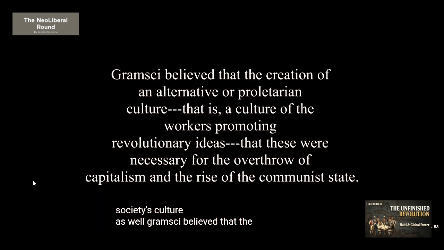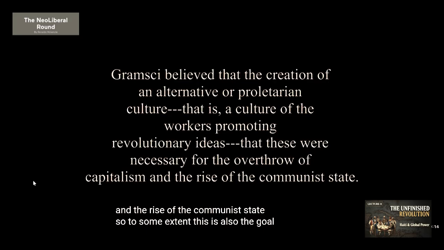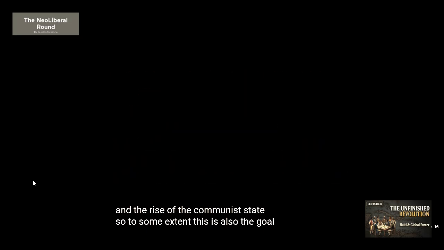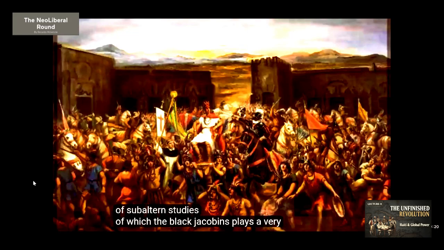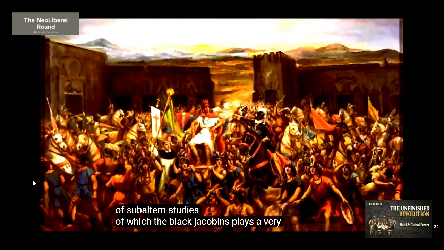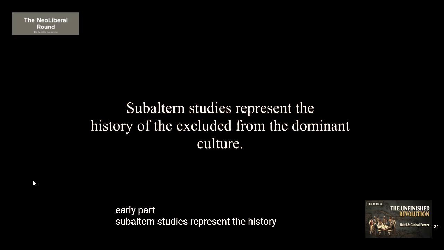Gramsci believed that the creation of an alternative or proletarian culture, that is, a culture of the workers promoting revolutionary ideas, was necessary for the overthrow of capitalism and the rise of the communist state. So to some extent, this is also the goal of subaltern studies, of which The Black Jacobins plays a very early part. Subaltern studies represent the history of groups excluded from the dominant culture.